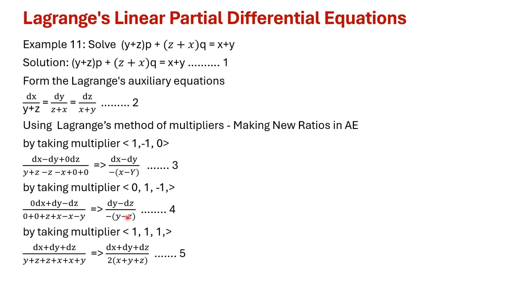We'll make another fraction. This time we take the multipliers as 1, 1, 1. So we get 1 into dx is dx, 1 into dy is dy, plus 1 into dz is dz, and in the numerator 1 into x plus y, 1 into y plus z, plus 1 into z plus x. Simplifying it, we get 2 times x plus y plus z.